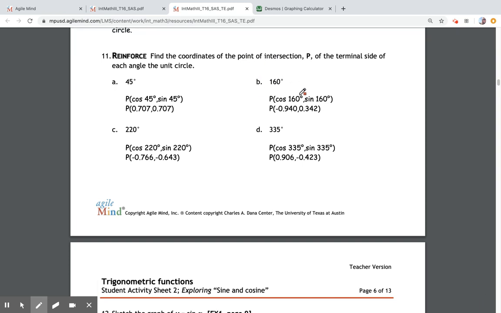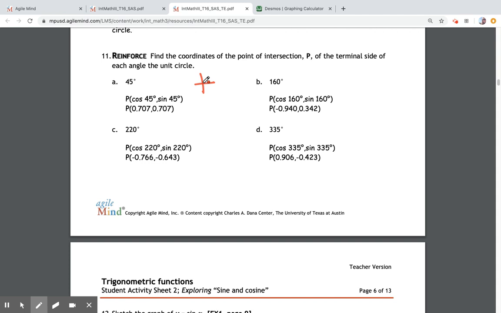160 degrees, again, cosine gives me the x-coordinate, sine gives me the y-coordinate. Yay. And again, cosine gives me the x-coordinate, sine gives me the y-coordinate for 220 degrees. And same thing with 335. Cosine gives me the x-coordinate, sine gives me the y-coordinate. Now, why are some of these negative and some of these positive? Can we talk about that for just a minute?